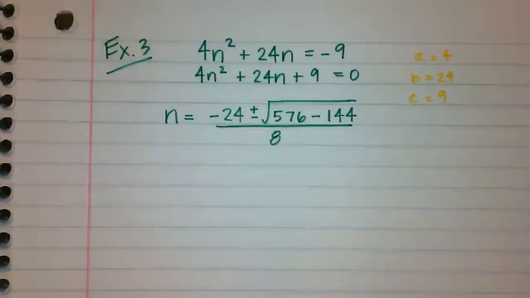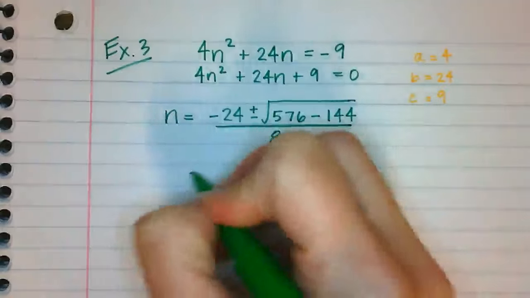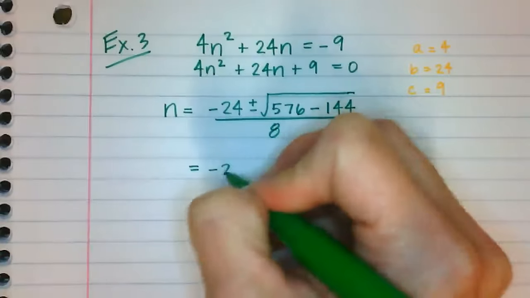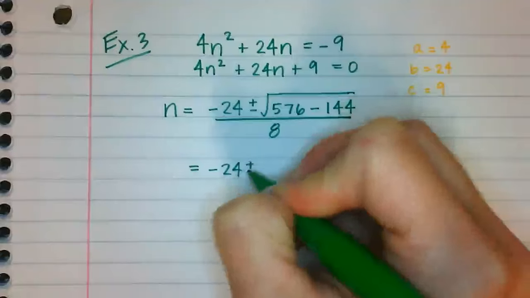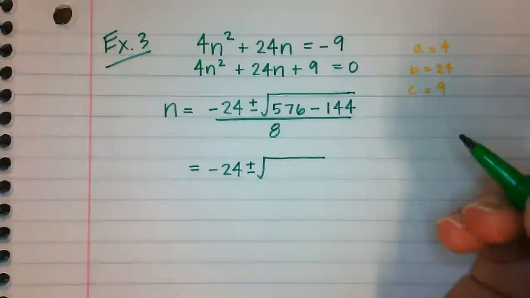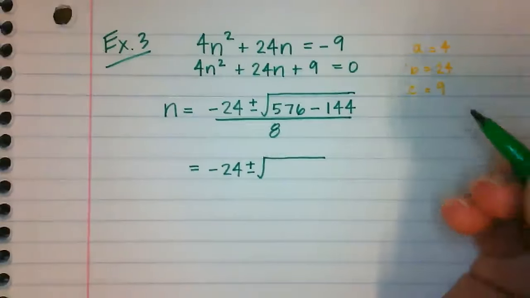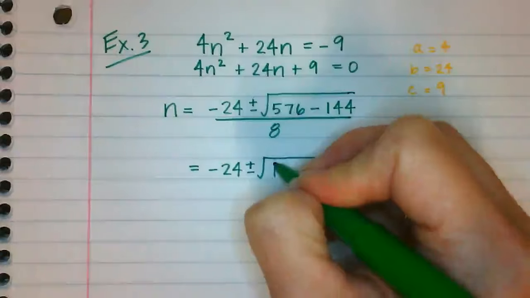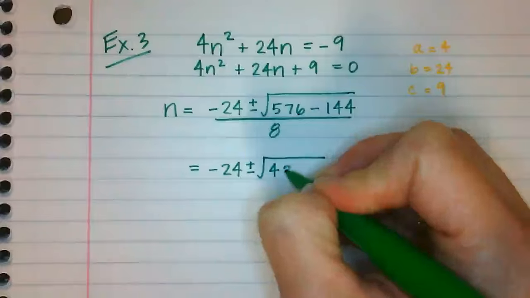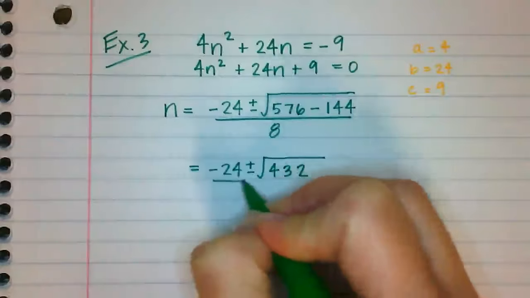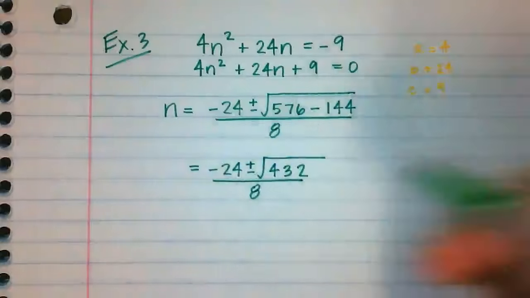So now we need to simplify, and just use order of operations. So we have -24 plus or minus. All right, so right here, this is why I do not always care for quadratic formula, and that is because we have large numbers here. So when we subtract, this should give us 432. Hopefully I did that correctly. And all of that is over 8.